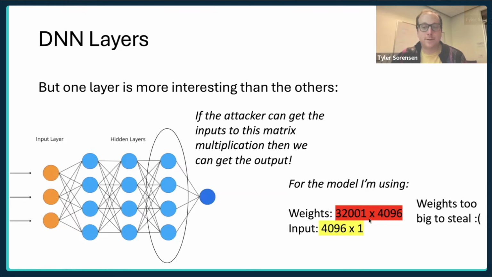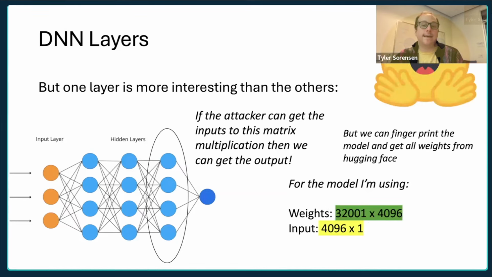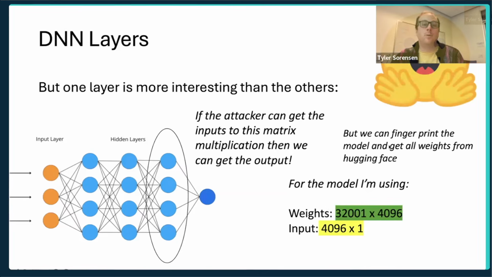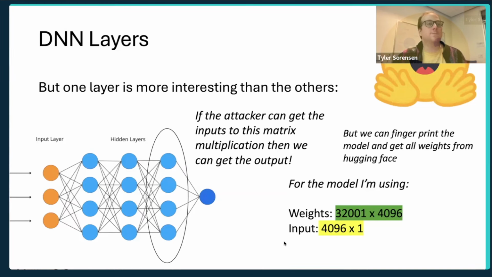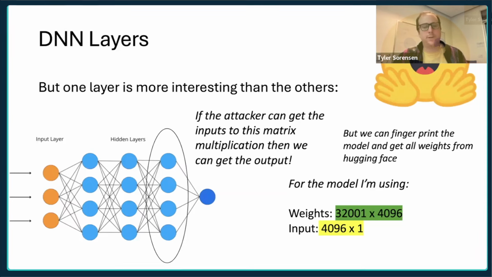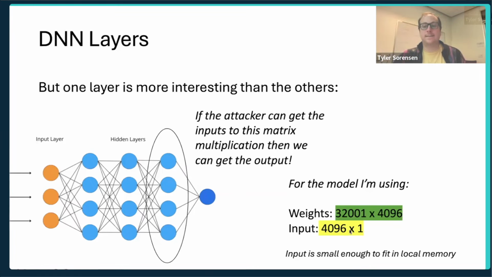We're not going to be able to steal the weights. But like I said, we can fingerprint it. We have so much data that if the user is using an open source model, we can look for patterns throughout the layers, and we can essentially get the model from Hugging Face. Now, the input actually ends up being quite small. That's just 4K. We said the local memory region that we're stealing is about 65K. So this input fits into local memory.